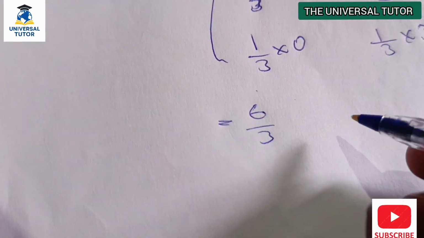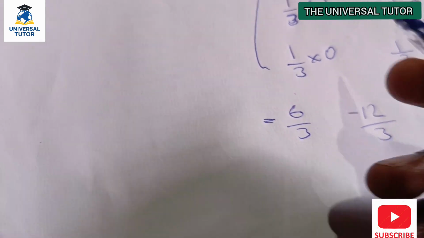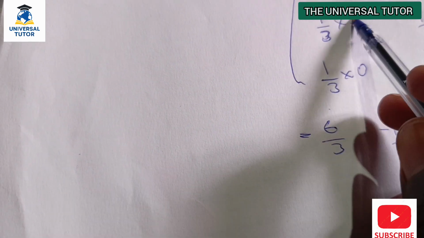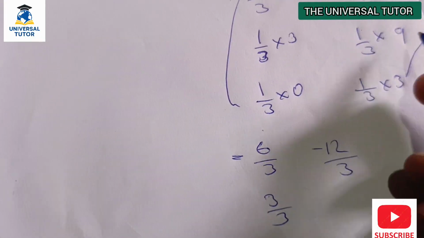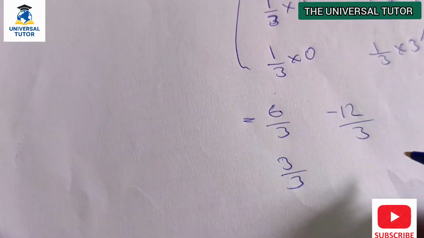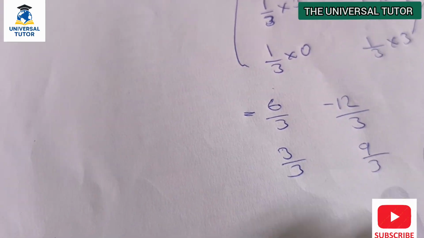We're going to come this side again. 1 times negative 12 will give us what? Negative 12 over 3. Then we're going to multiply 1 times 3 here to give us 3 over 3. Then here we'll multiply 1 times 9, it will give us 9 over 3. Let's not forget, guys, it's still a matrix.